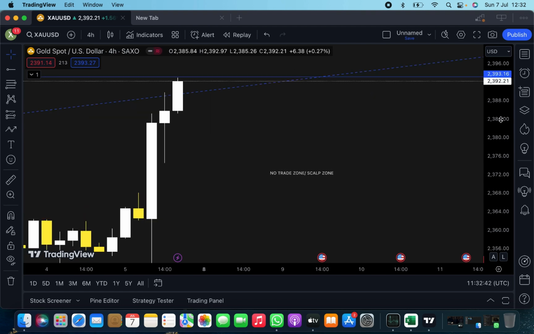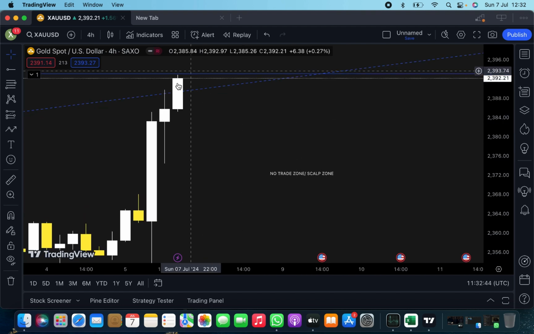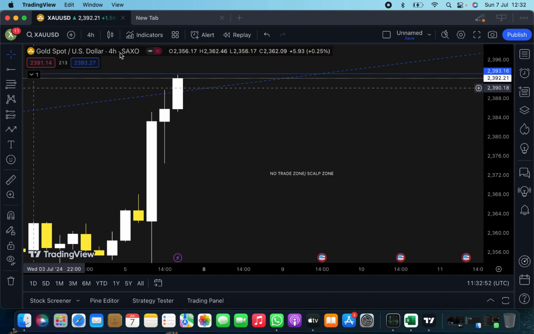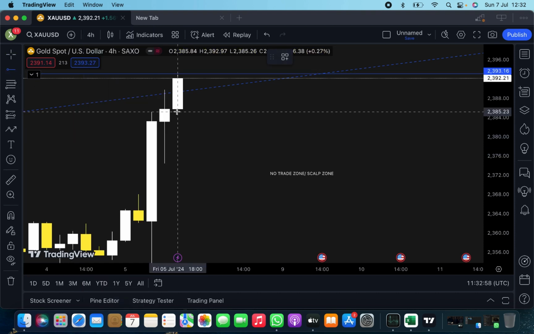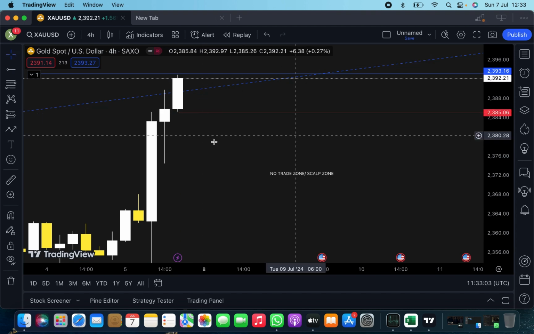50% of the body of the previous candle. Or if you still want to have more space, then it's going to be at the low of the previous candle. But let me go to the 1 hour and then see. But for now, let me just mark the low, which is here. So this would be where your stop loss would be.